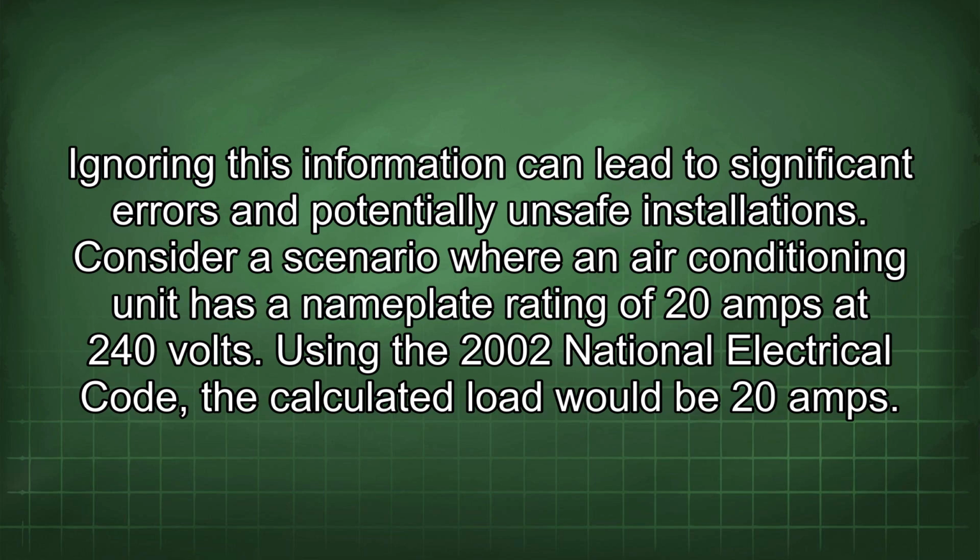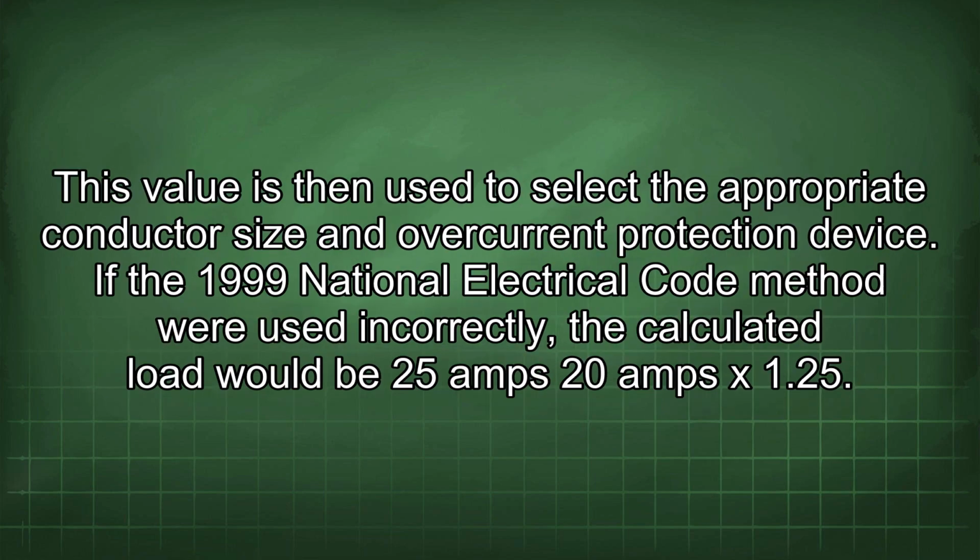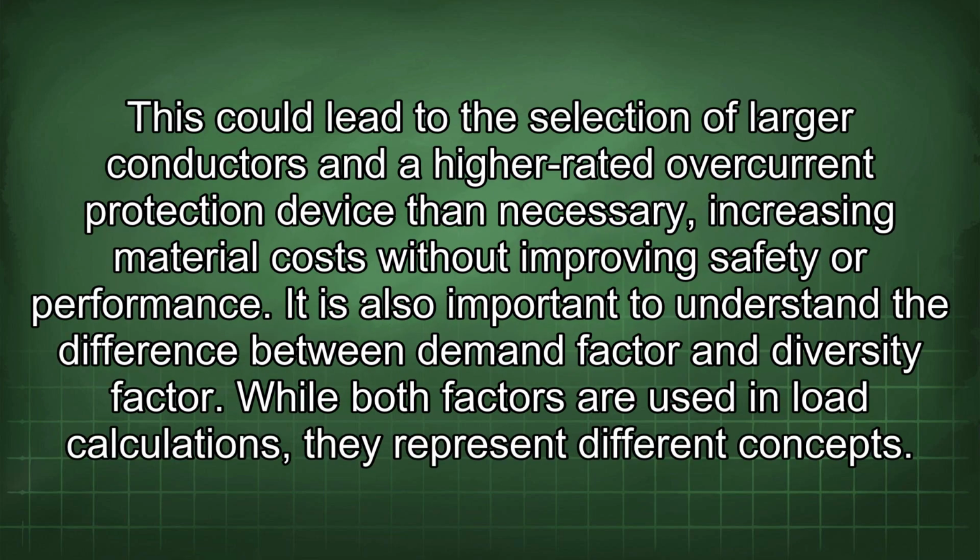Consider a scenario where an air conditioning unit has a nameplate rating of 20 amps at 240 volts. Using the 2002 National Electrical Code, the calculated load would be 20 amps. This value is then used to select the appropriate conductor size and overcurrent protection device. If the 1999 National Electrical Code method were used incorrectly, the calculated load would be 25 amps, 20 amps x 1.25. This could lead to the selection of larger conductors and a higher rated overcurrent protection device than necessary, increasing material costs without improving safety or performance.